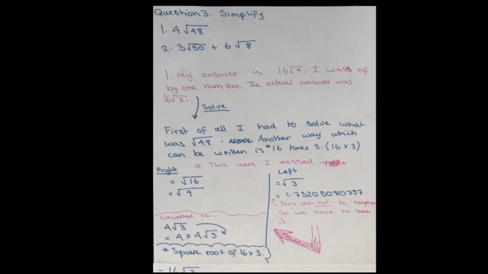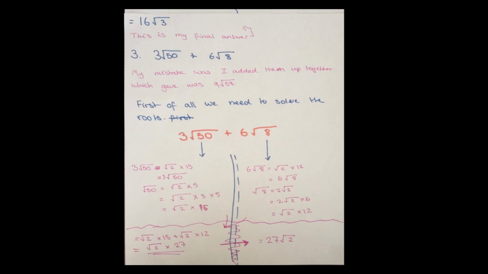My mistake was I added them up together, which gave me 9 square root of 58. First of all, we need to solve the roots. On the left hand side, I am solving 3 square root of 50, and on the right hand side, I'm solving 6 square root of 8. First of all, we'll do the left hand side. Another way to write 3 square root of 50 is square root of 2 times 15, which will also give you 3 square root of 50.